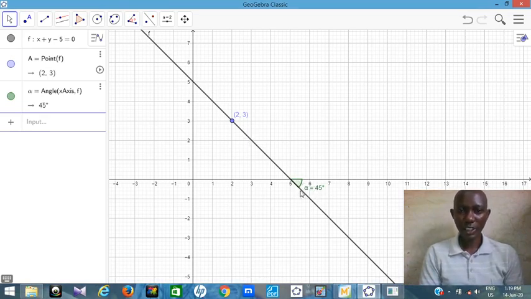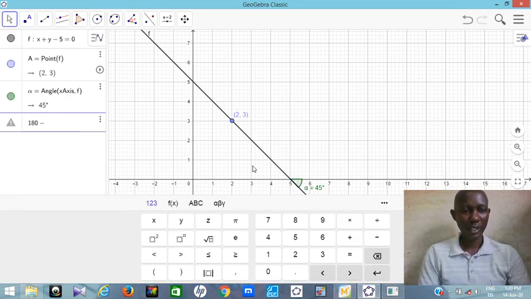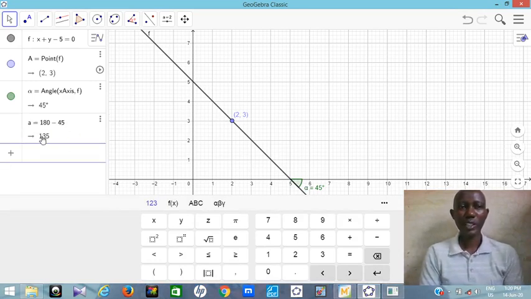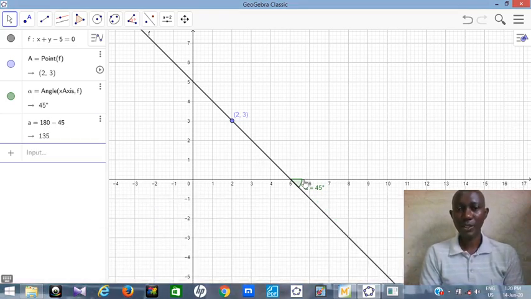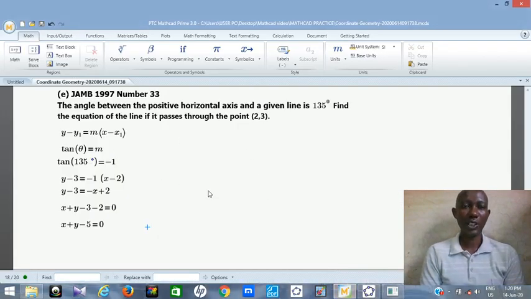I know angle on a straight line is 180 degrees. So if you actually solve 180 minus 45, you're supposed to get 135. You can see it. 180 minus 45 is 135. So this angle is the positive one the question asks for, the angle between the line and the horizontal axis, and it passes through 2 and 3. You can actually see that we are okay in the question, so there's no problem with this.